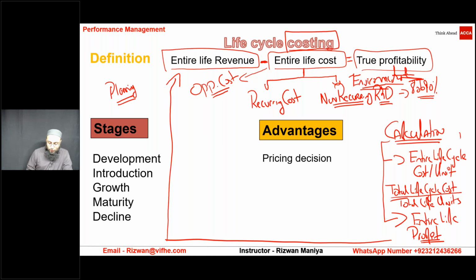So my friends, there are two types of question that can come in your paper. Make sure you are clear about this. If it is entire life cycle cost per unit, just add up the entire life cycle cost and divide that with the total life units. And if the question is asking you about the entire life profitability, you work out the entire life revenues, you work out entire life cost, and calculate the difference of these two, and that will give you entire life profitability. Okay. I hope this is clear to all of you, right?